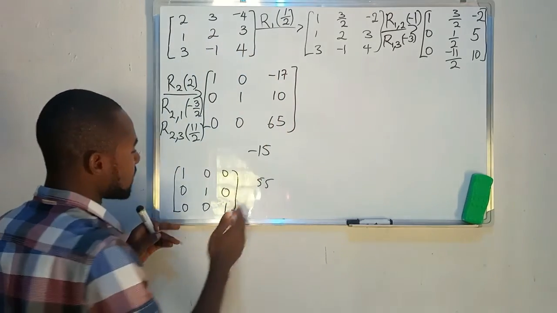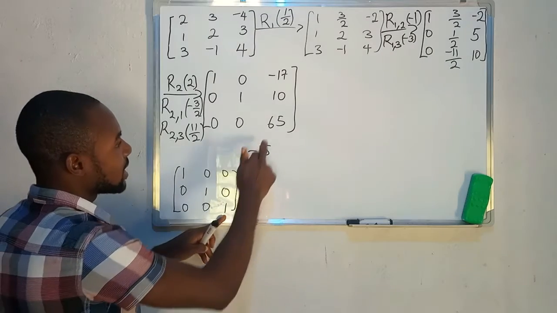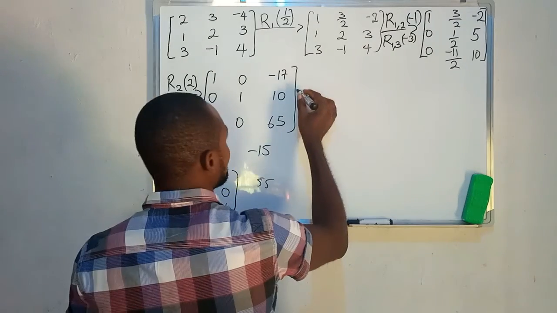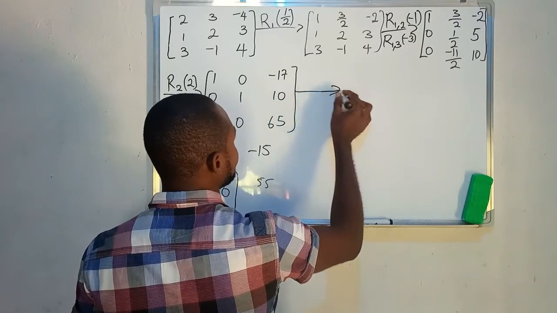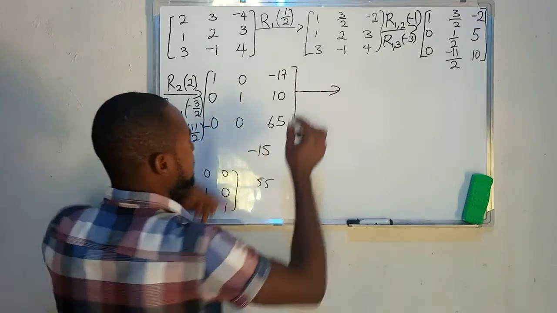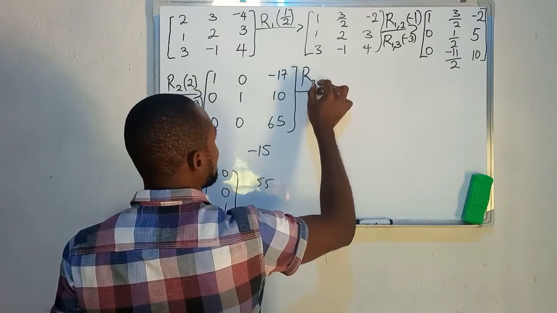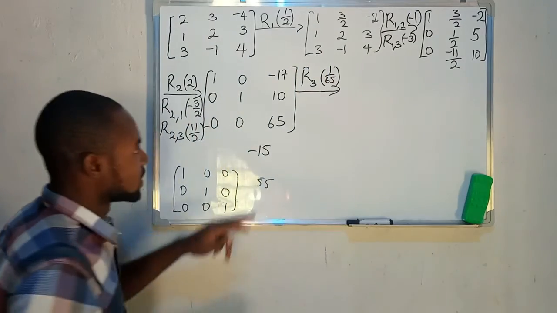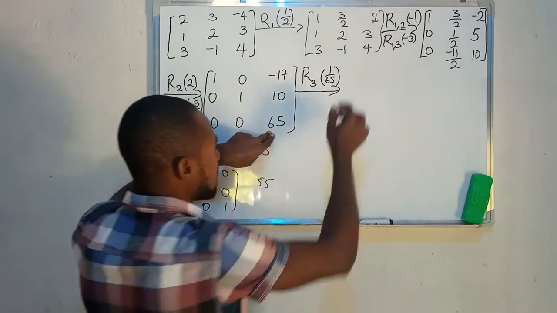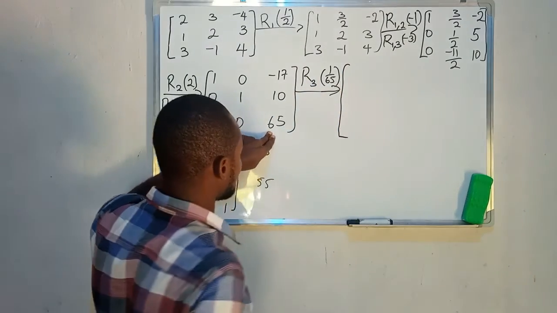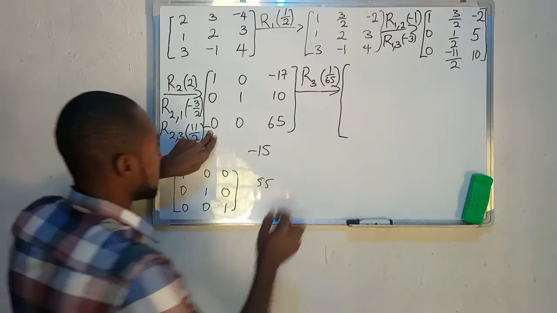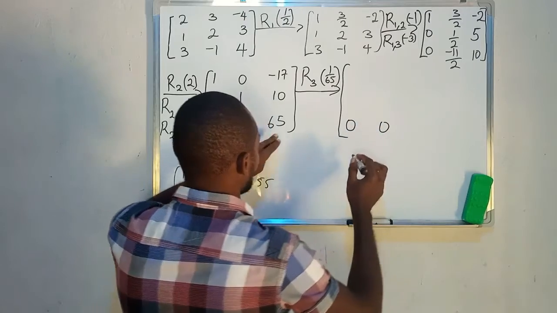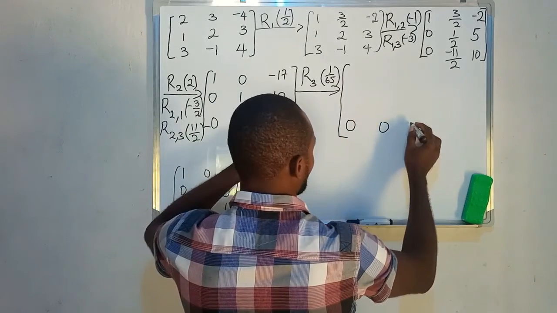And right here in the third column, the place that we are supposed to have 1 is in the last number in the third column. And how do we reduce this to become 1? We will reduce this to become 1 by dividing it with 65. So the third row, we'll be multiplying the third row with 1 over 65. So right in the third row, we are just going to make some adjustment. So multiplying this with 1 over 65 will still give us 0, and we'll still have 0 here. Then multiplying this with 1 over 65 will give us 1.